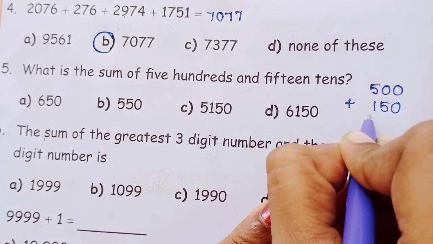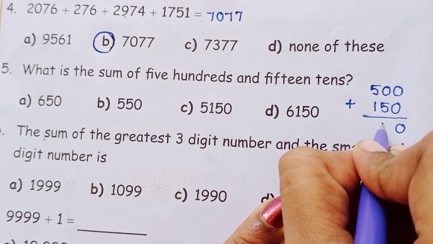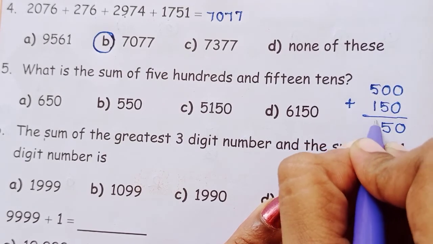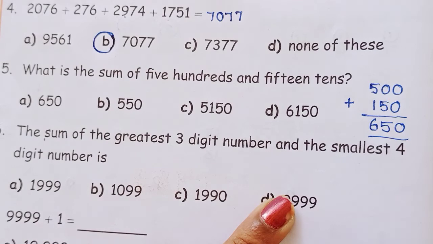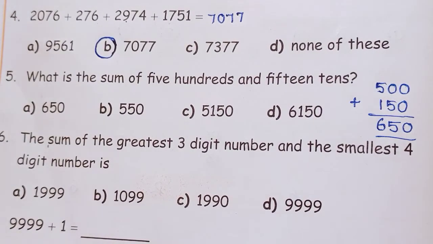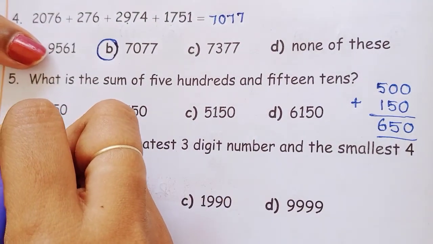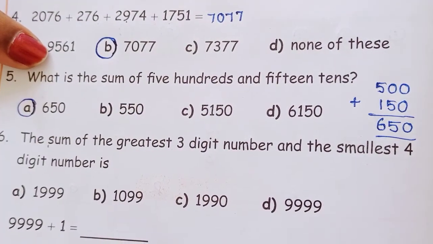So now you add this one. 0 plus 0, 0. 0 plus 5, 5. 5 plus 1, 6. So the answer is 650. Where is it? The A option is 650. So you mark it. Then see the next one.